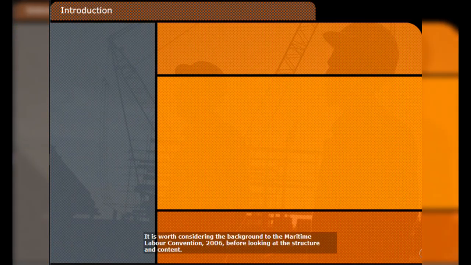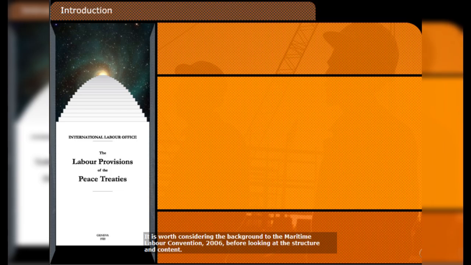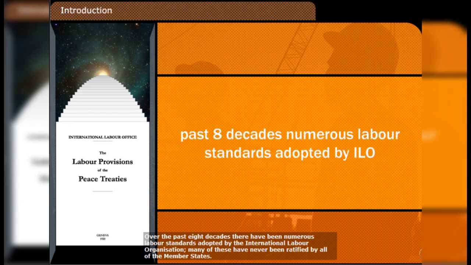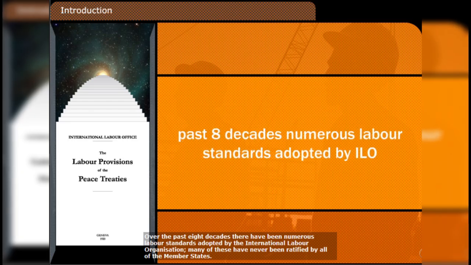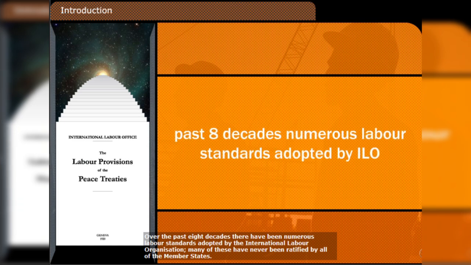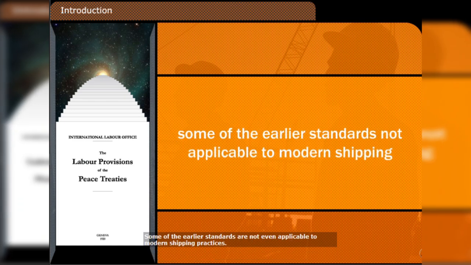It is worth considering the background to the Maritime Labour Convention 2006 before looking at the structure and content. Over the past 8 decades, there have been numerous labour standards adopted by the International Labour Organization. Many of these have never been ratified by all of the member states. Some of the earlier standards are not even applicable to modern shipping practices.